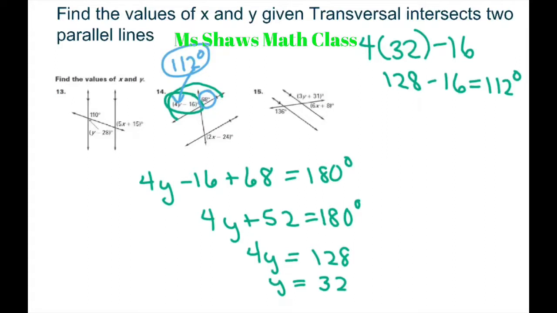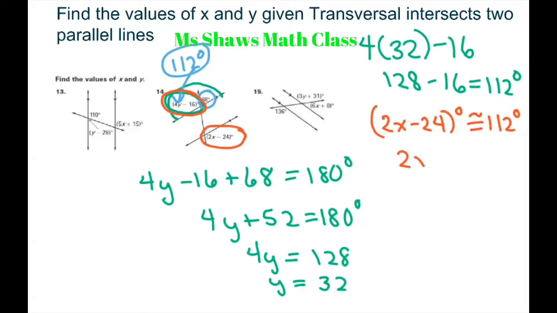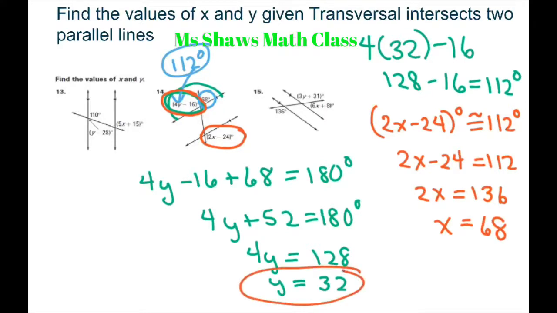All right, now if this is 112, then I'm going to use my exterior angle theorem, and these two should equal. They're congruent. So I know that 2x minus 24 is congruent to 112 degrees. Therefore, let's solve for x. And we're going to add 24 to both sides. And you get 2x equals 136. You divide both sides by 2, and you get x equals 68. And there's your two answers. You can plug it in and check it back.